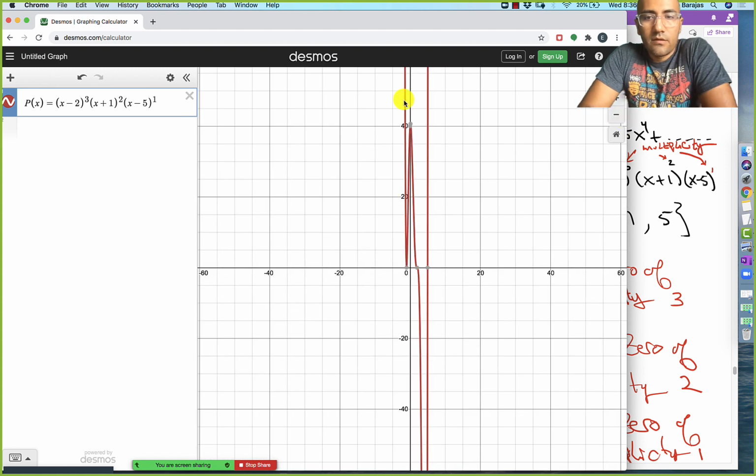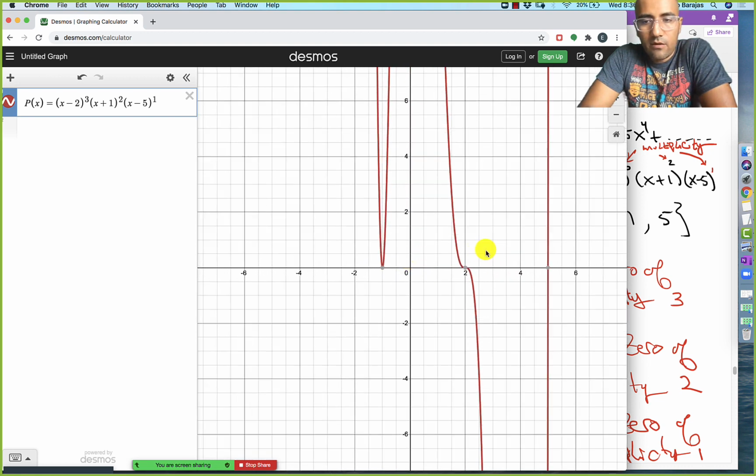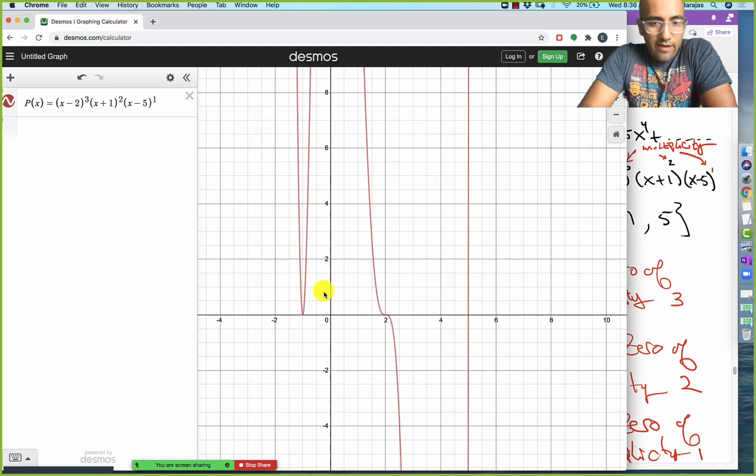Zoom out a little bit. Comes down, goes up, comes back down, does this thing. Okay, but we're just focusing on what's happening around the x-axis, the graph near the x-axis. So here are the 3 zeros, right? It goes through the point -1, 0 because of this thing. It goes through the point 5, 0 because of this thing, and it goes through the point 2, 0 because of this guy.